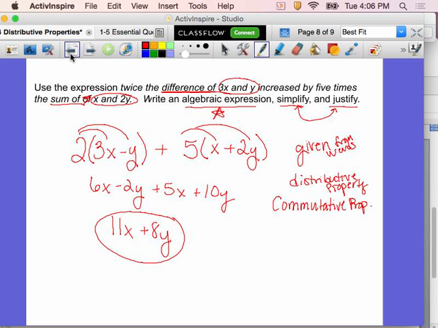So if you have a question, talk to your neighbor and consult the answer key. Make sure you don't get frustrated because I'm trying to challenge you.